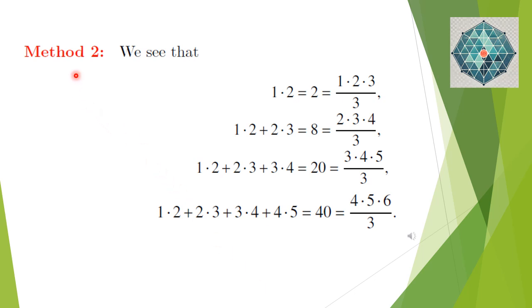Method 2. Observe the following. 1 times 2 equals 2, which is 1 times 2 times 3 divided by 3. 1 times 2 plus 2 times 3 equals 8, which is 2 times 3 times 4 divided by 3. 1 times 2 plus 2 times 3 plus 3 times 4 equals 20, which is 3 times 4 times 5 divided by 3. 1 times 2 plus 2 times 3 plus 3 times 4 plus 4 times 5 equals 40, which is 4 times 5 times 6 divided by 3.